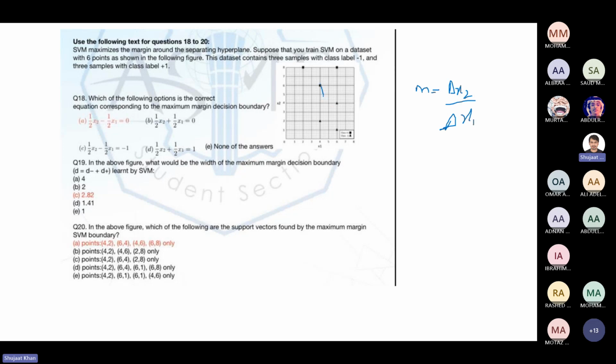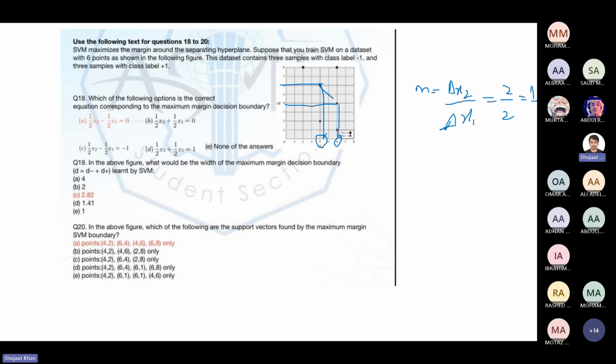So here we have 6 and 4, so delta x is 2. And here we have 6 and 4, then delta x is 2. So the slope is 1. Slope is 1. Any confusion in understanding the slope?